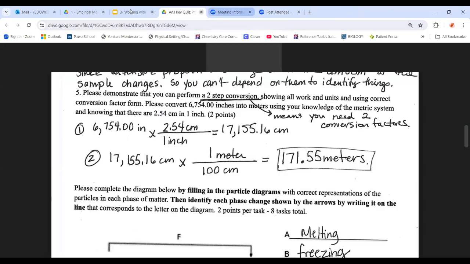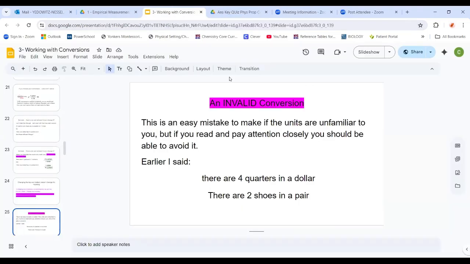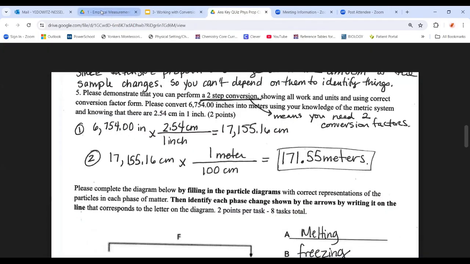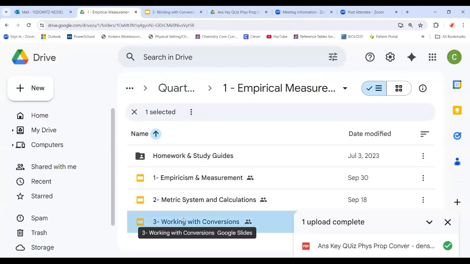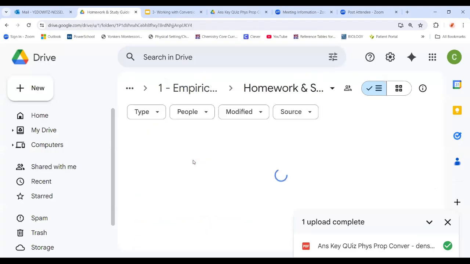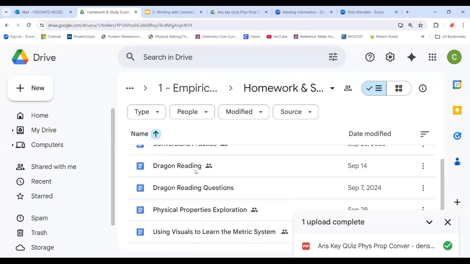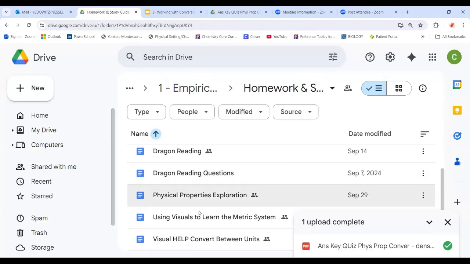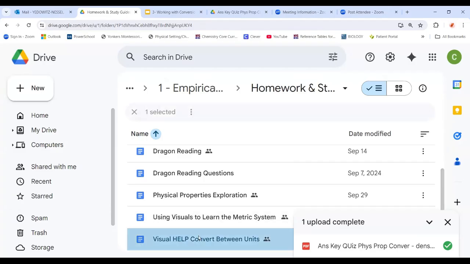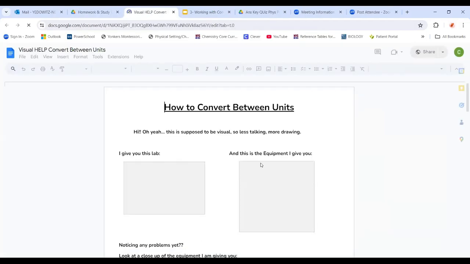I'm going to go to it through the drive. It is linked to the work plan.